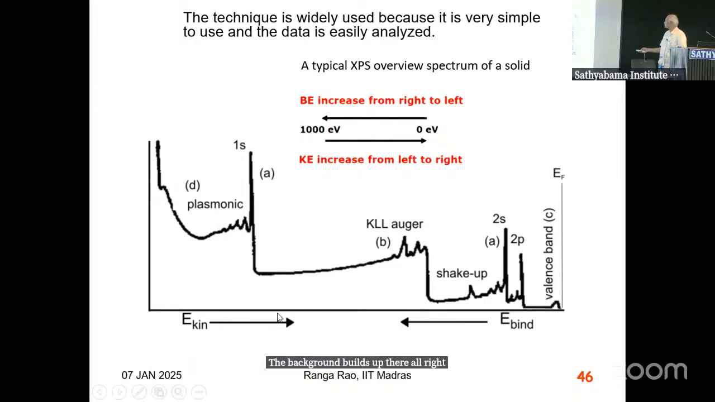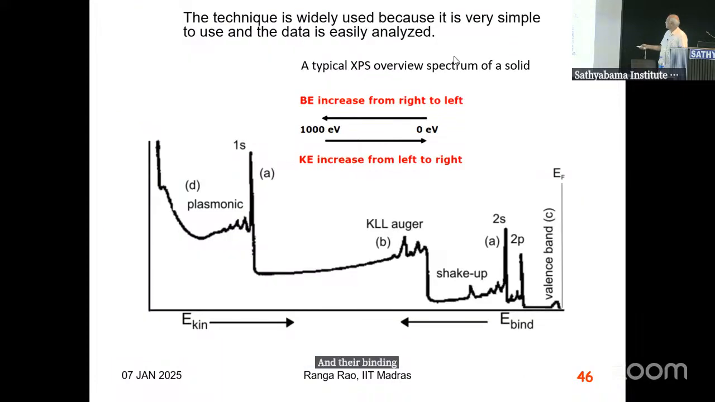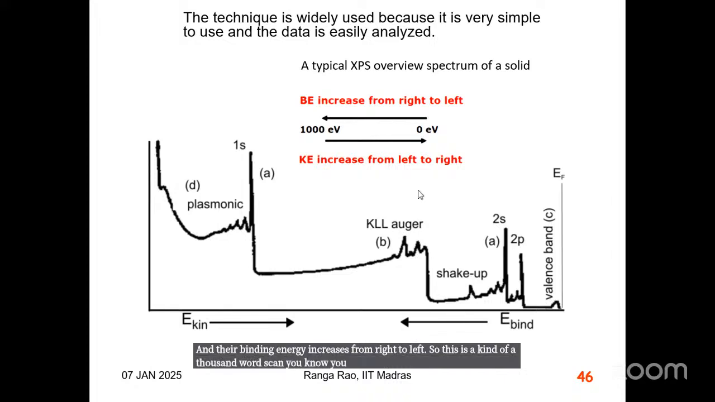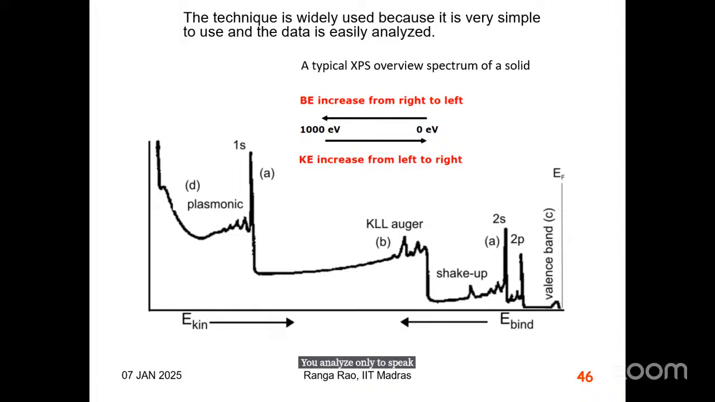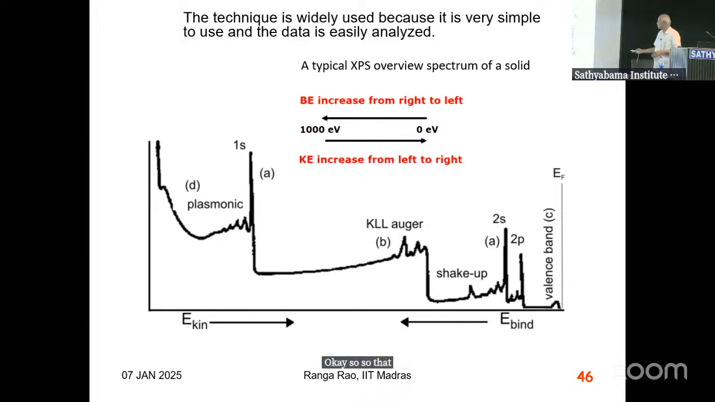All right. Just to quickly summarize: the kinetic energy increases from left to right, and the binding energy increases from right to left. So this is a kind of 1000-volt scan. You go to any XPS operator, he will say first he will take a 1000-volt scan, and then he will go to the particular peak. If you want this peak, you analyze only this peak. You want to analyze this peak, you analyze only this region. So that's basically a typical 1000-volt scan.